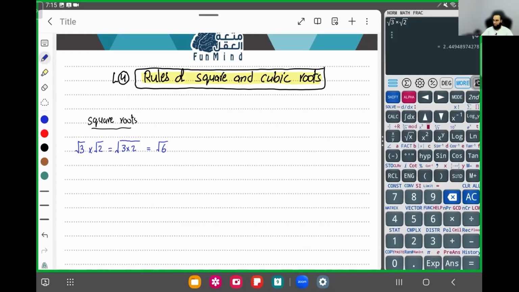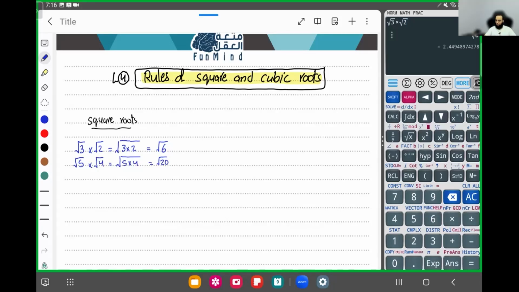Check it with your calculator. Do it. What is your calculator, Sufyan? Check the example. Do you get root 6 or something else? It's root 6, correct? Okay, that's correct. So Talia, if I have something like root 5 times root 4, it's going to be only one root. What times what? 5 times 4, which is 20. So it is root 20.